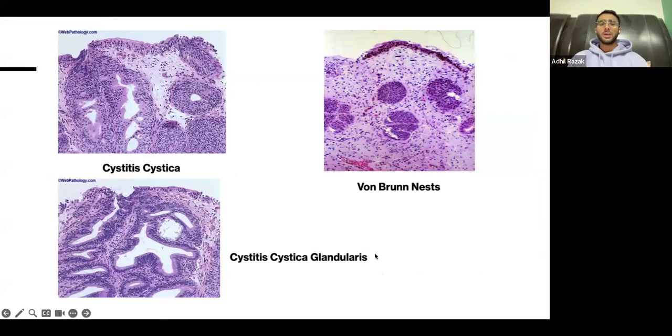Let's briefly look into more images on how chronic cystitis can present. Von Brunn nests are what you see right here, like before, and from these nests is where these lesions form or come out of. It could present as cystitis cystica, which presents like this, or it could be cystitis cystica glandularis, where you see more glandular cuboidal cells being formed in here. So these are just slides from your presentation.